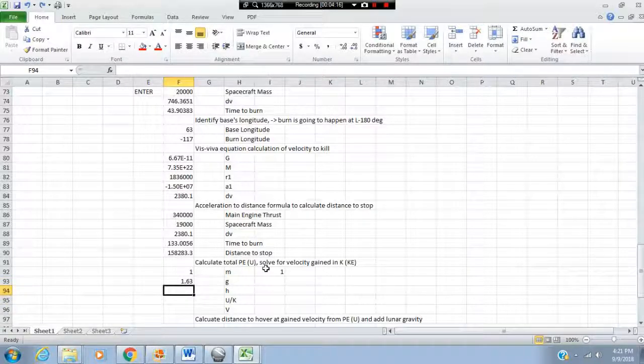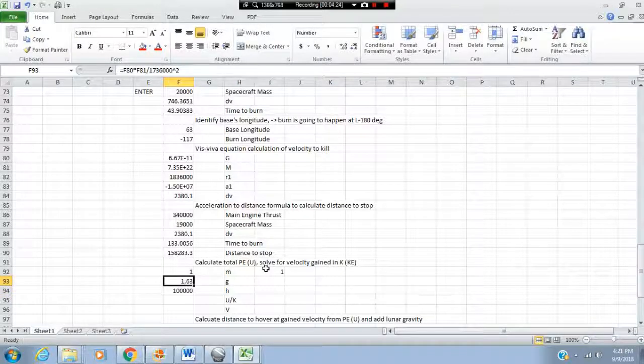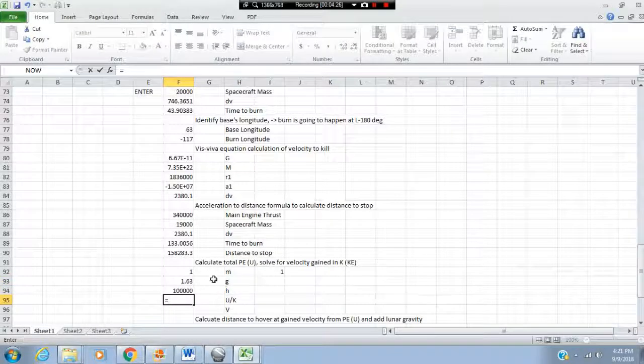Okay. H is going to be wherever we stop. It's going to be about 100 kilometers, so that's going to be 100,000 meters. So now we get our energy, mgh. Okay, so that's the total energy in joules of the stop situation. As we've killed our orbit, we're now descending.